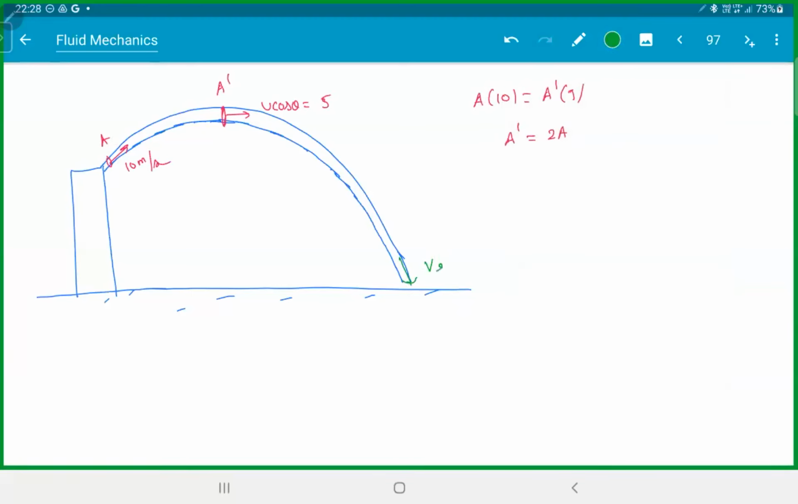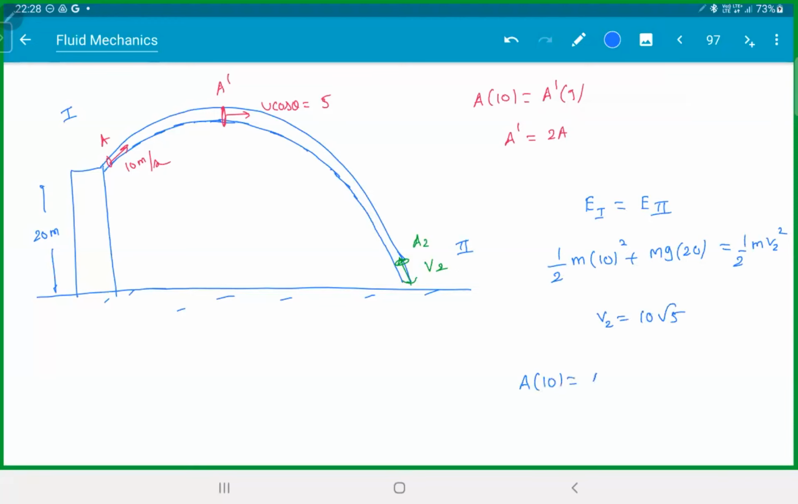Projectile से निकालेंगे. Projectile से करेंगे problem क्या आएगा? You have to find vx separately, vy separately, and then you have to square and add them. It will become long. आएगा answer, but it will become long. कितना था ये? This is 10 root 5. So A into 10 is equal to A2 into V2. So A2 will be A by root 5. Check your answers, everyone.